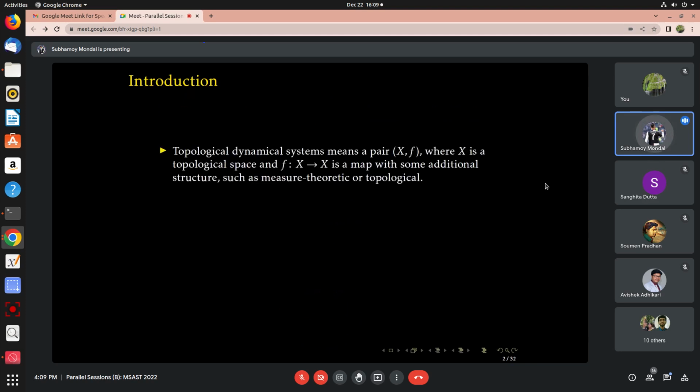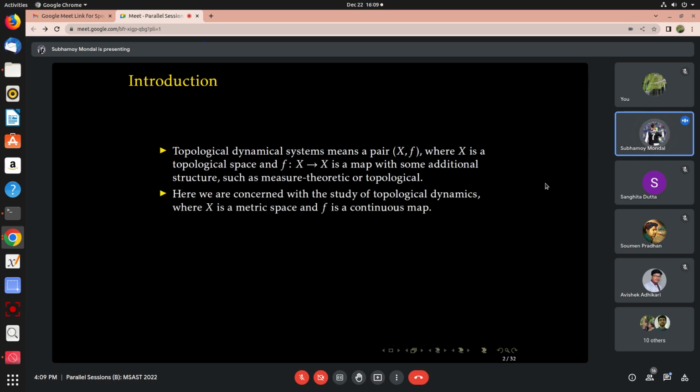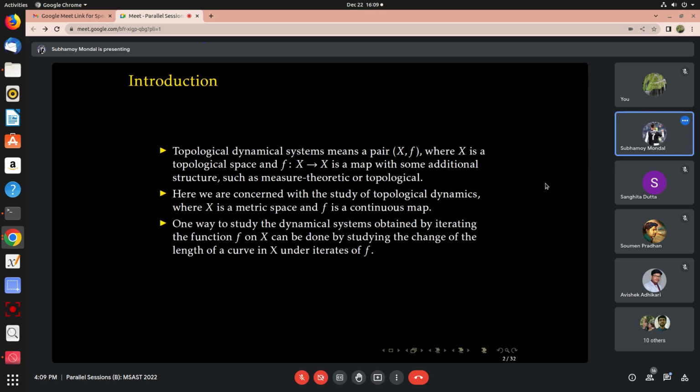So a dynamical system means a pair X and F, where X is some topological space and F is a self map with some additional structure such as measure theoretic or topological. Throughout today's talk, I will take X as a metric space and F as just a continuous self map. There are so many ways to study a dynamical system. One of the questions that may capture the chaotic nature of the underlying self map is to look at how the variation of a typical curve in that space, that is X, evolves under the iteration of the map F.